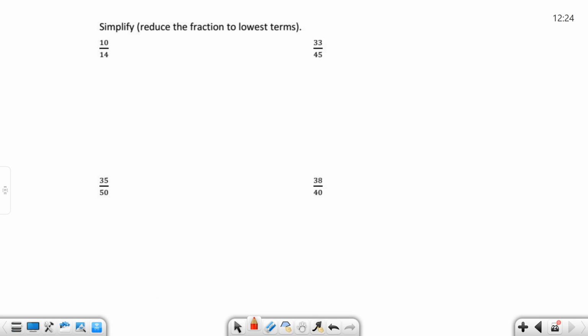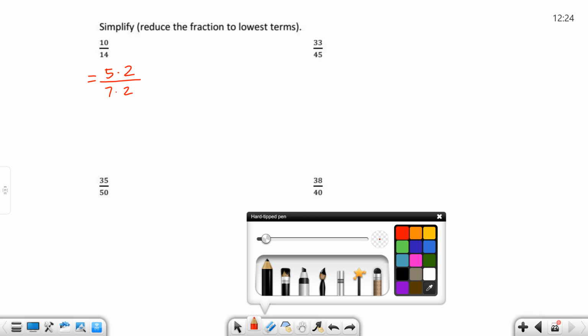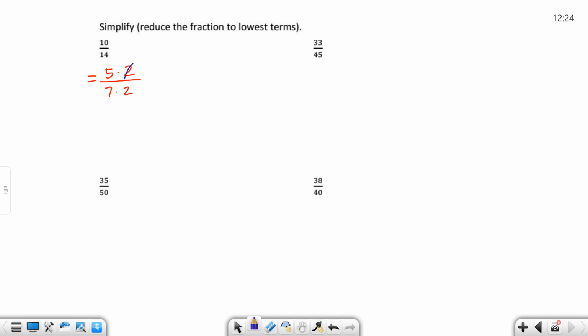So let's look here. Simplify or reduce the fraction to the lowest terms. So 10 over 14. Well, do 10 and 14 have anything in common? Yes. What do they have in common? A 2. So at least a 2. So let's change this to 5 times 2 over 7 times 2. So the 2's divide out. In fact, let me change colors to divide them out here. The 2's divide out, and I'm left with 5 over 7.